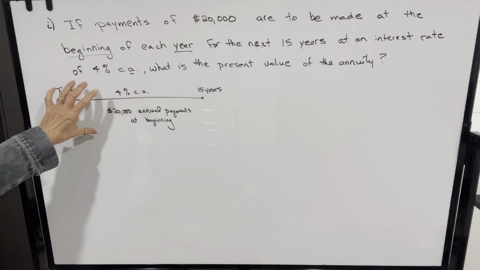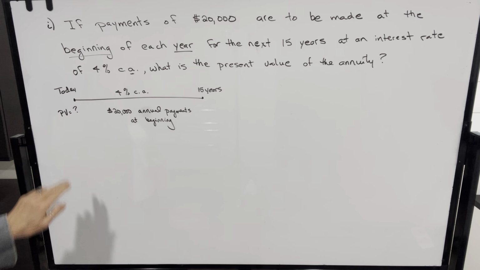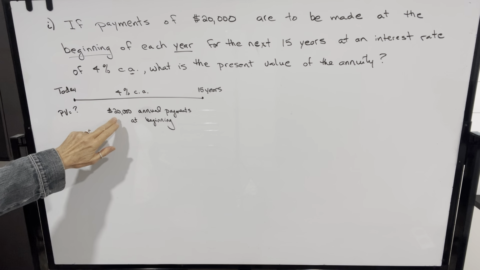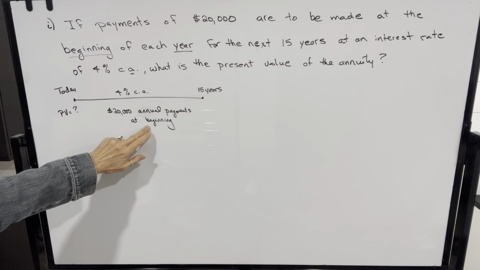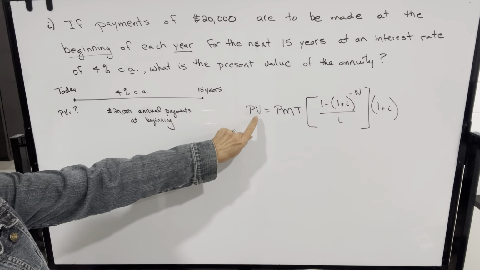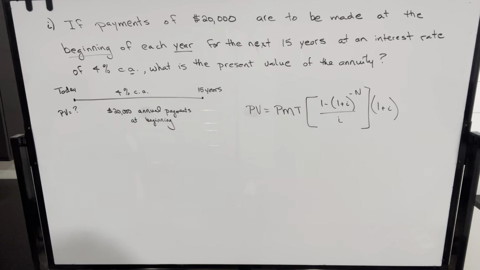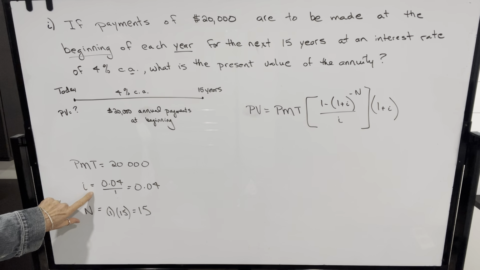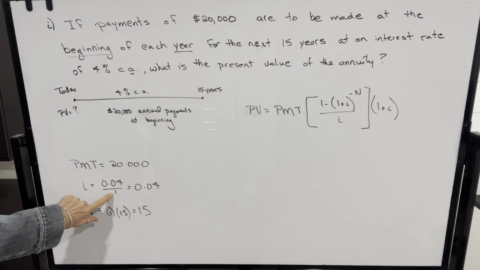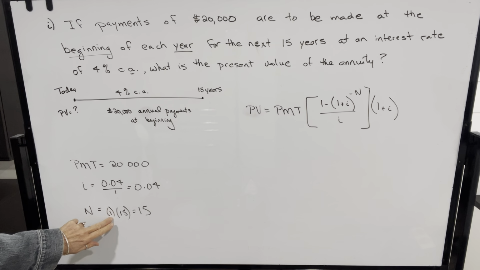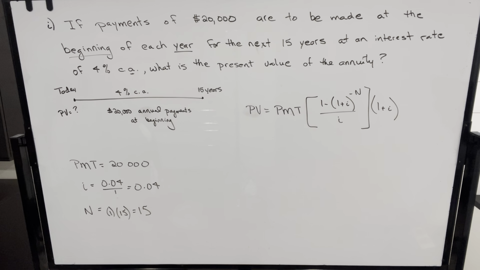A timeline is a nice way to represent all of the information in the problem. So we're finding present value. Here's our interest rate, and here are our annual payments at the beginning of each year, and our time is 15 years. In order to calculate present value, we need to know all of the other values. So the payment amount is $20,000. The interest rate per compound period: it's compounded annually, so the interest rate per year is 0.04. And the number of compound periods will be 1 a year for 15 years, which is 15.